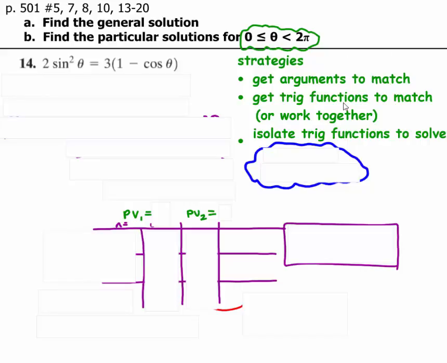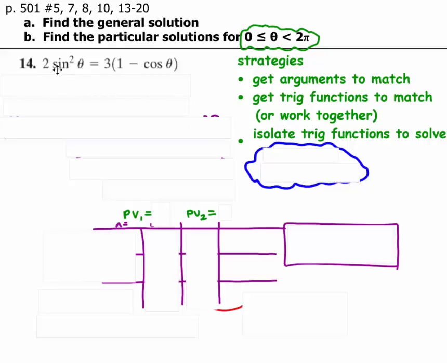So some of our strategies that we've got are sometimes we need to get the argument to match. In this case, we've got theta and theta, so the arguments are the same, but if you notice, we've got sine and we've got cosine. So we either need to get the functions themselves to match, or at least so that we can have them work together, where we can somehow factor or something like that. And then eventually we'll isolate our trig functions to solve, just like we normally have.